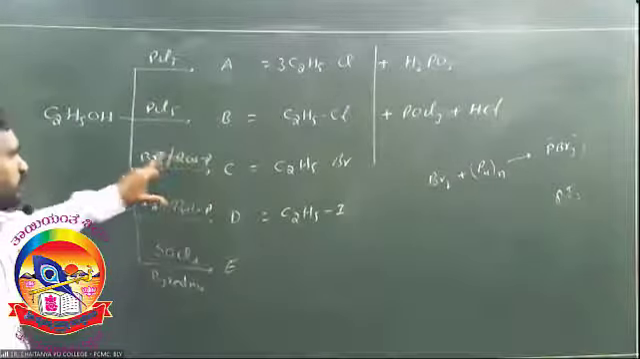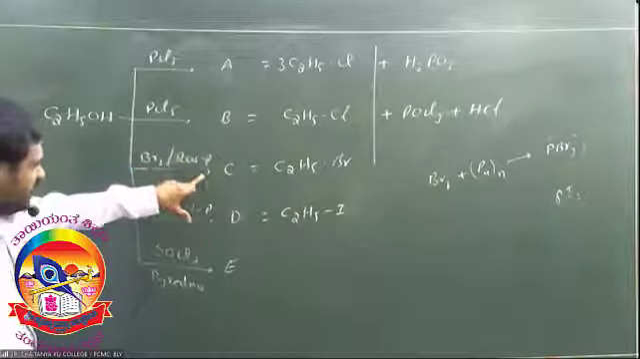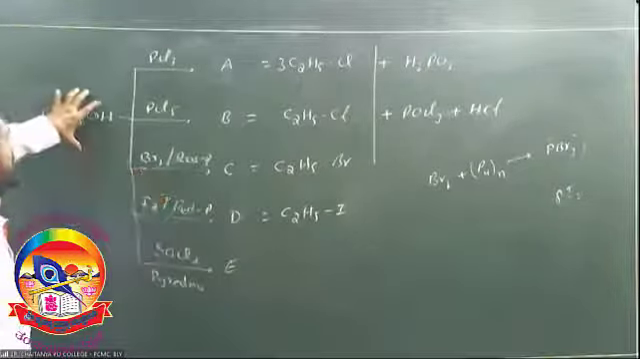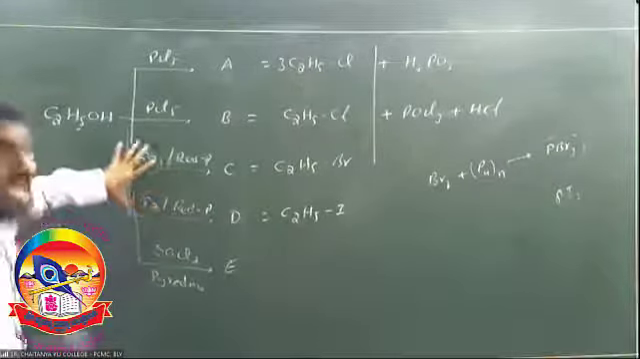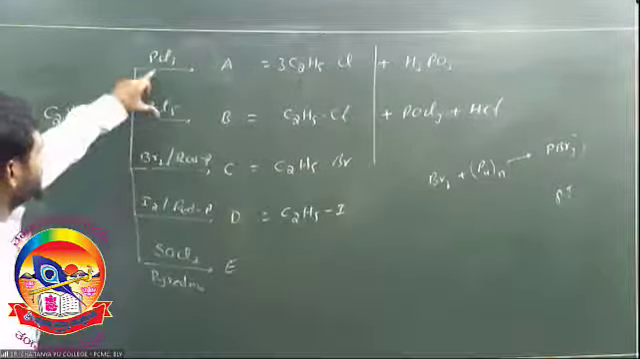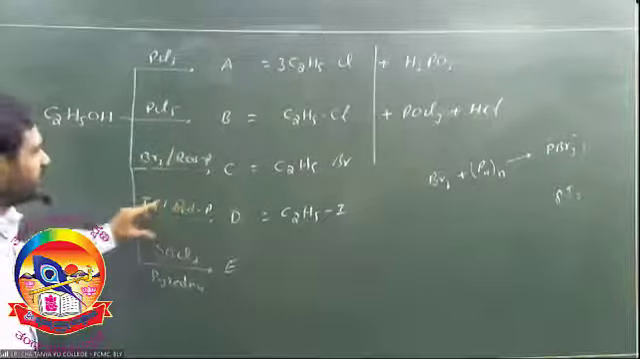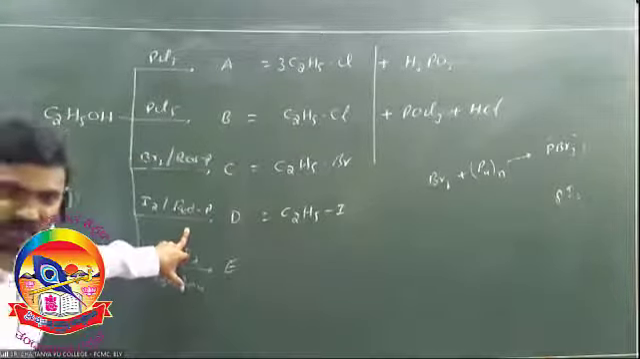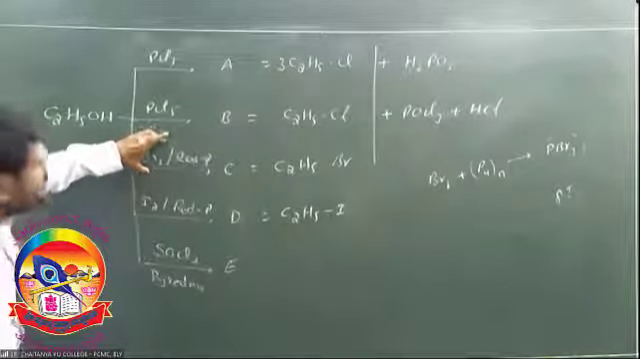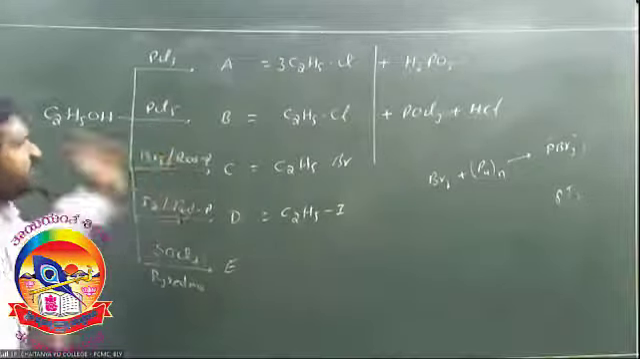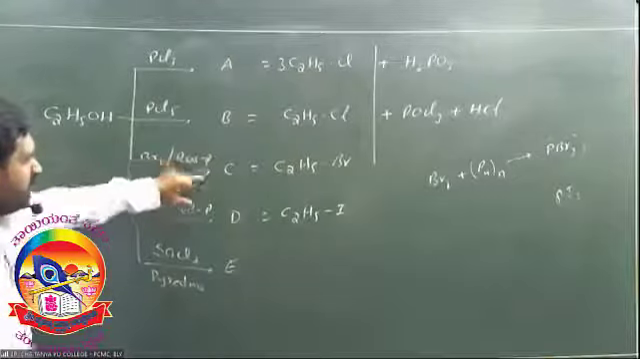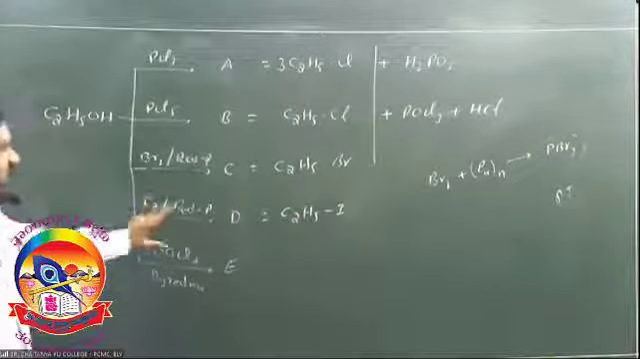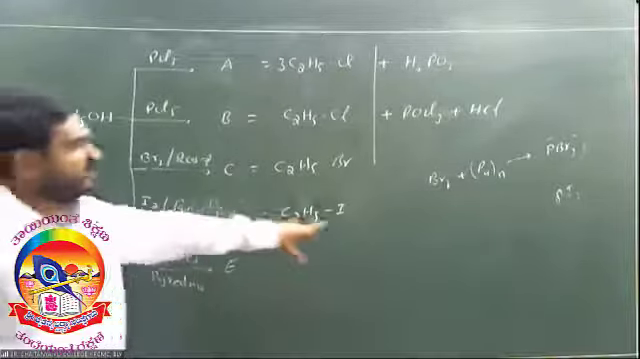Bromine in the presence of red phosphorus, iodine with red phosphorus: ethyl alcohol reacts with PBr3 and PI3. PBr3 and PI3 are less stable, hence we use a mixture of bromine and red phosphorus. If you use bromine and red phosphorus, ethyl bromide is formed. If you use iodine and red phosphorus, ethyl iodide is formed.